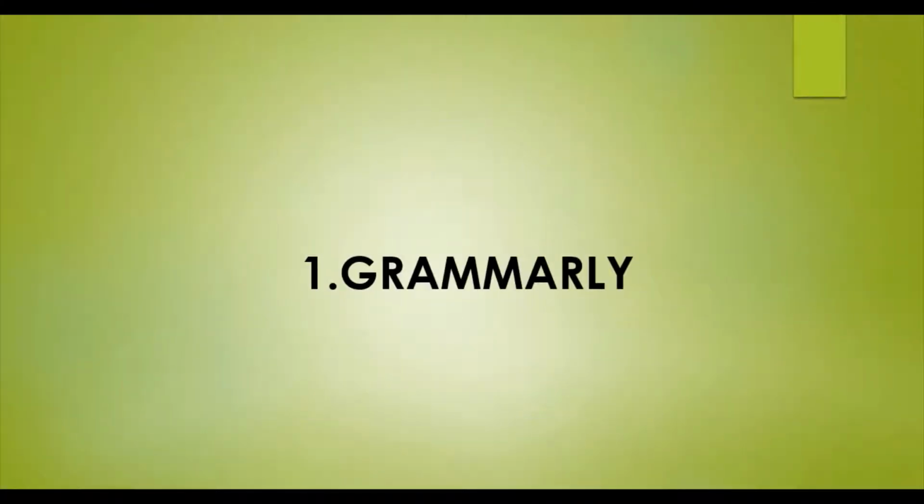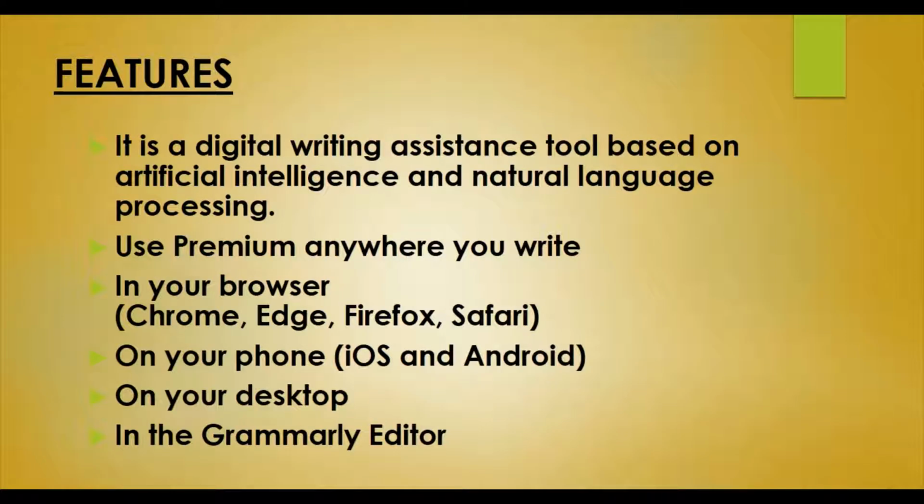The first tool is Grammarly. It's a digital writing assistance tool based on artificial intelligence and natural language processing. Now let's skip this part, I'll tell you in layman's language. You can use Grammarly with any of the browser extensions such as Chrome, Microsoft Edge or Firefox. When you add it to your extension, even if you write your mail or anything, the Grammarly symbol will come up and assist you in writing.